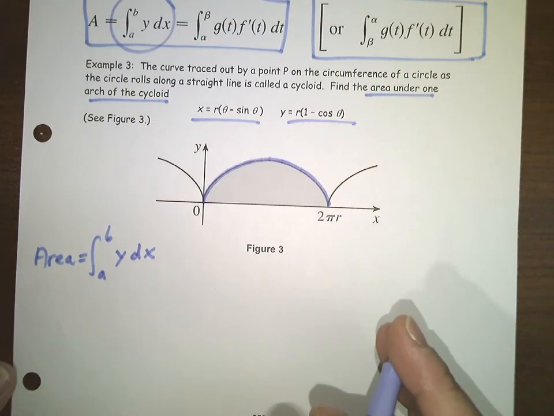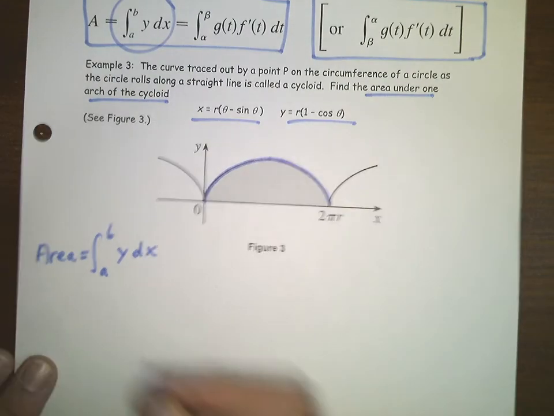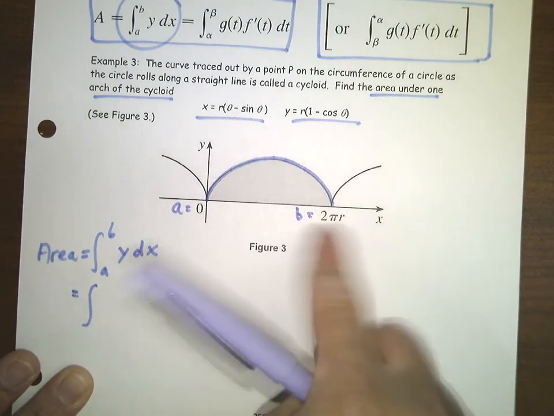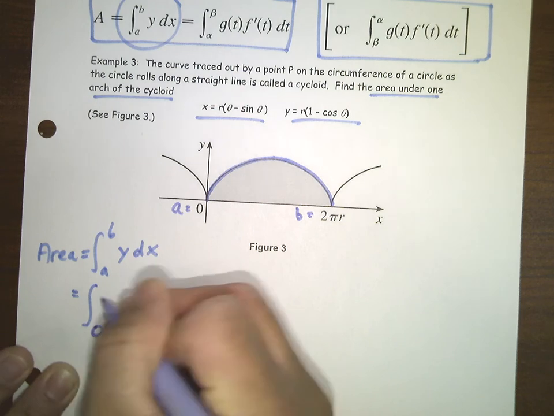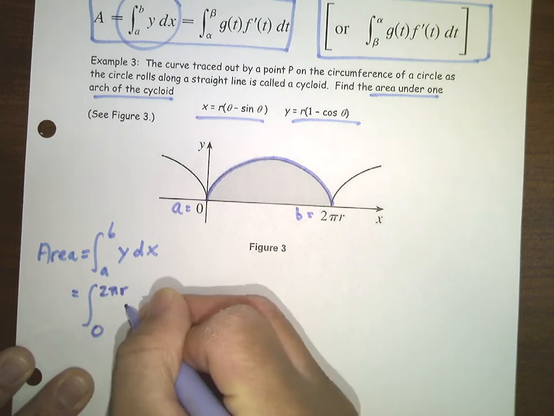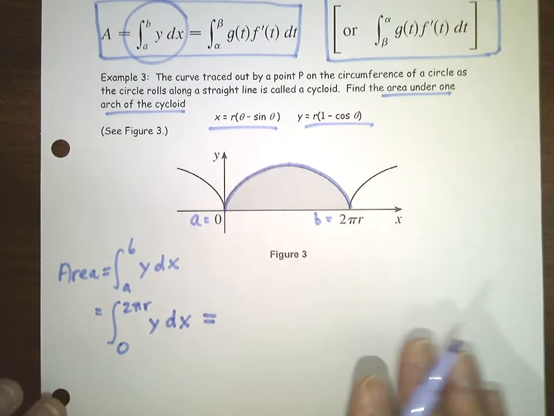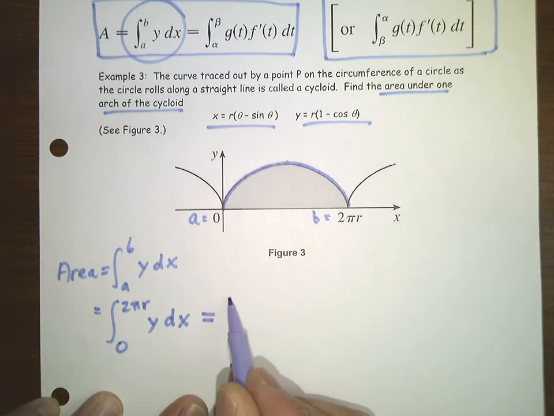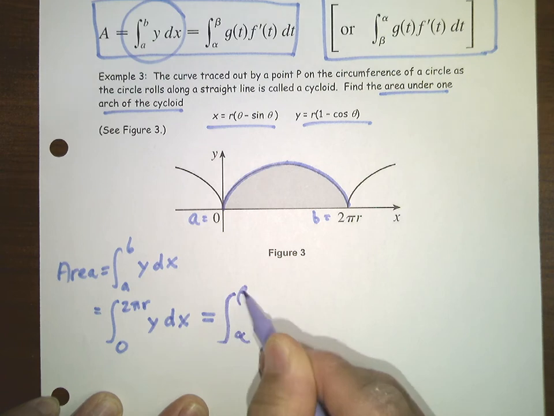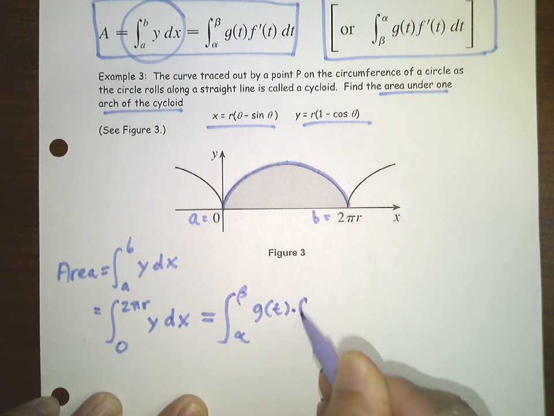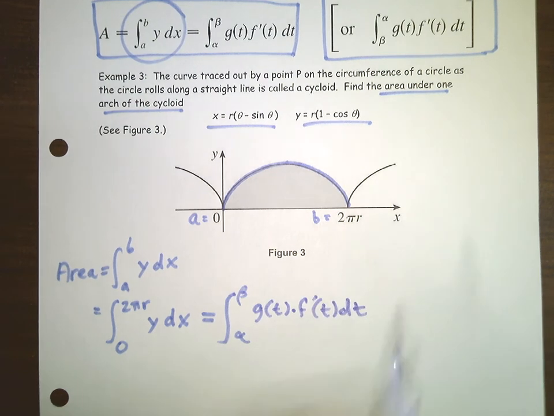And then I know that I want this to be from, all right, now a is 0 and b is 2 pi r. So x equals 0 to 2 pi r of y dx. And now this will be equal to the integral from alpha to beta of g of t and f prime of t dt.